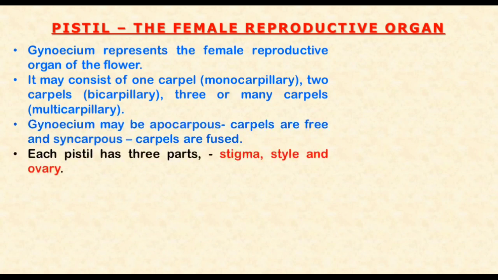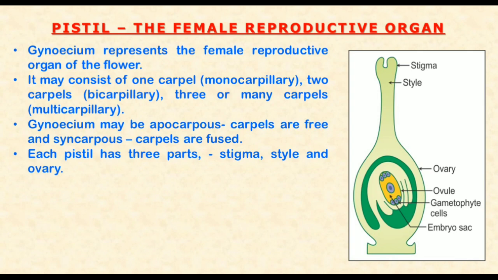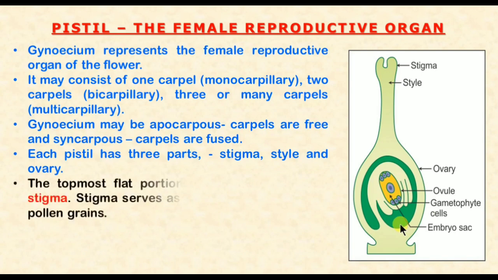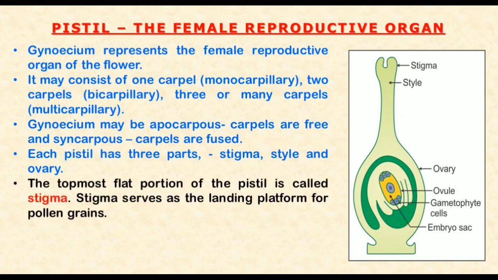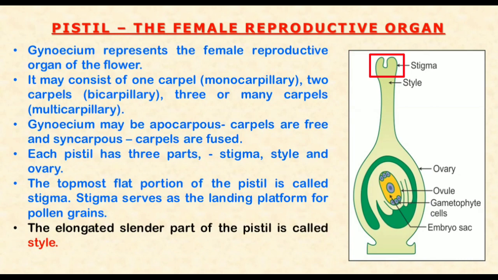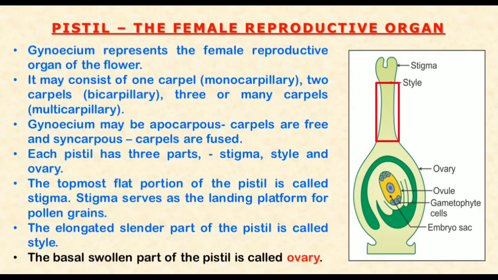Each pistil has three parts: stigma, style, and ovary. Here you can see the upper part is called stigma, this stalk is called style, and the swollen part is called ovary. The topmost portion is called stigma. It serves as the landing platform for the pollen grain. The elongated region is called style. The basal swollen part is the ovary.